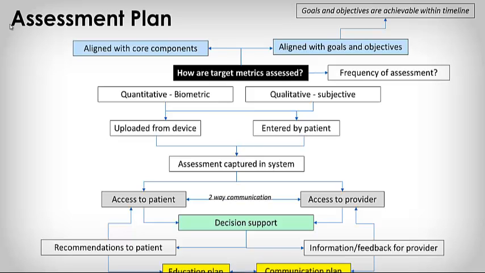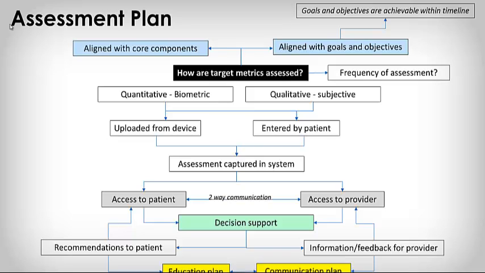So the assessment plan itself. How are target metrics assessed? Well, first of all, the target metrics must be aligned with the core components, and align with the goals and objectives of the program. And of course, these goals and objectives must be achievable within the timeline established. These metrics may be quantitative or biometric, which can be uploaded from a device or entered directly by a patient. They may also be qualitative or subjective, and those are going to be entered by the patient. All of these metrics are assessed and captured in the system.